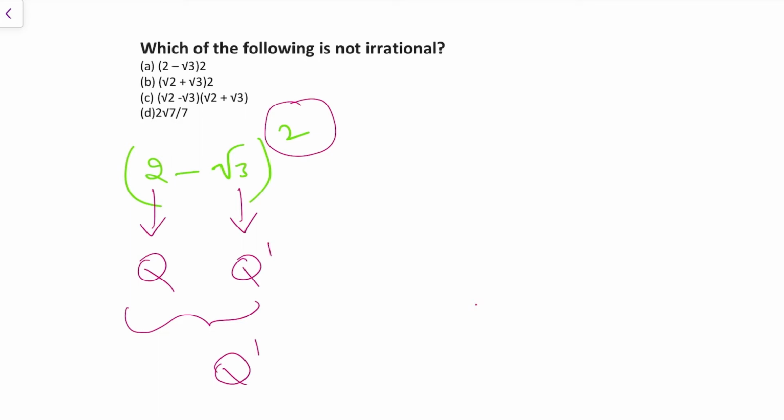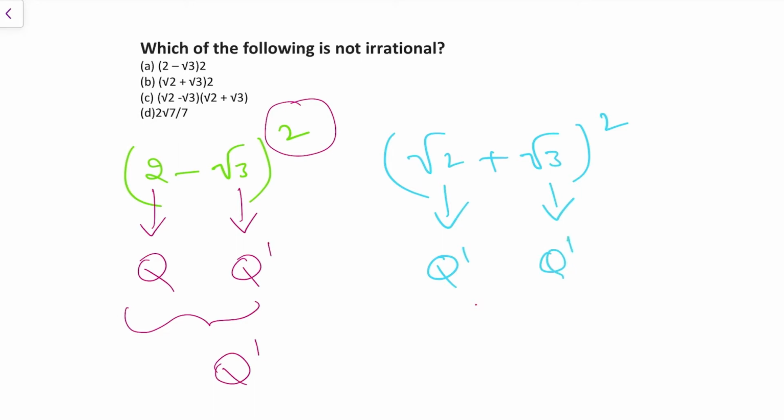Next, coming to the next option, that is root 2 plus root 3 whole square. Here root 2 is an irrational number, root 3 is also an irrational number. So these two irrational numbers, if you do addition again, we will get an irrational only. So for that irrational, again we are doing square. For an irrational number, if you do squaring, definitely we will get again an irrational number only. So the second option also we can remove.